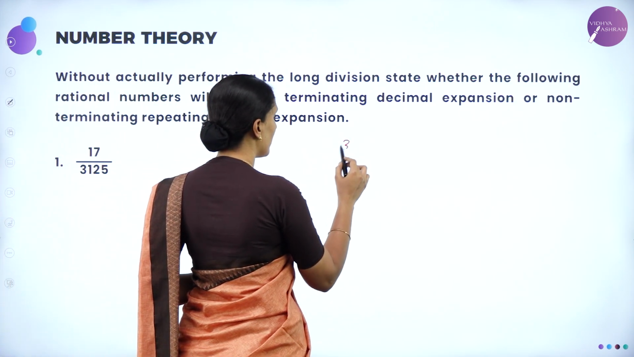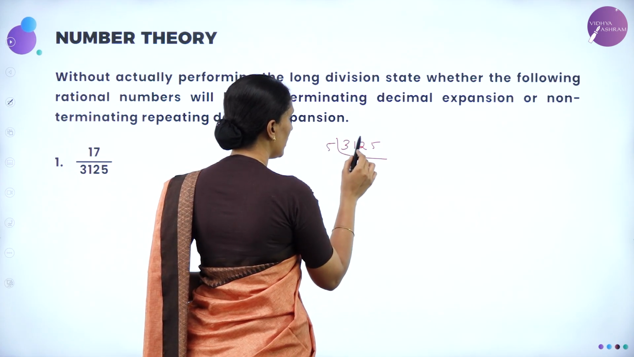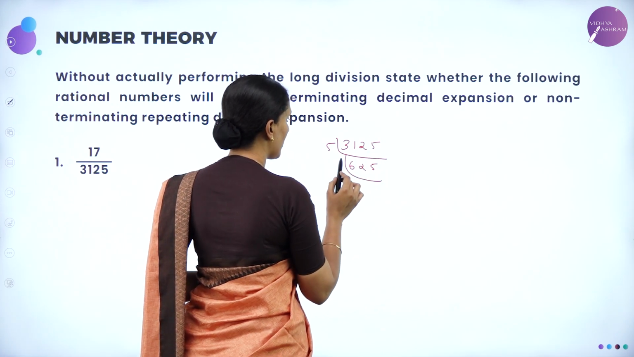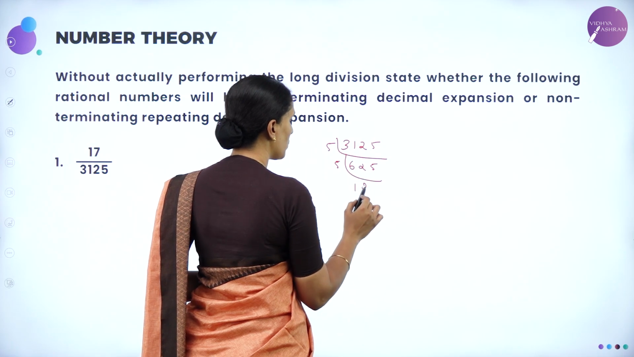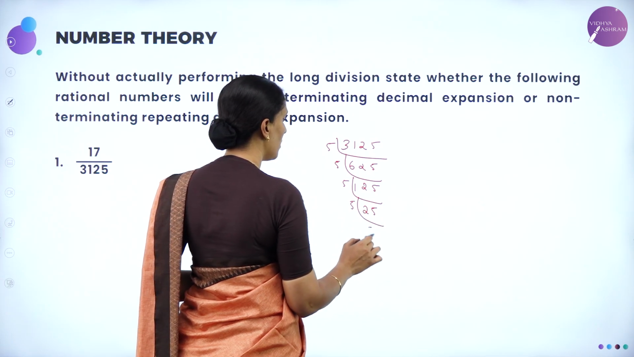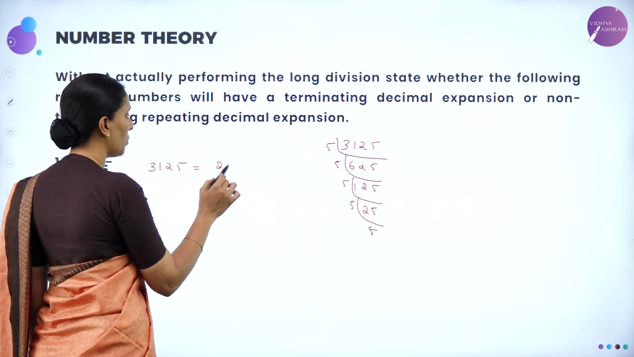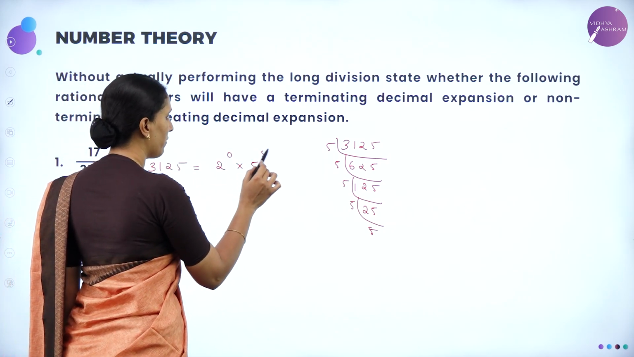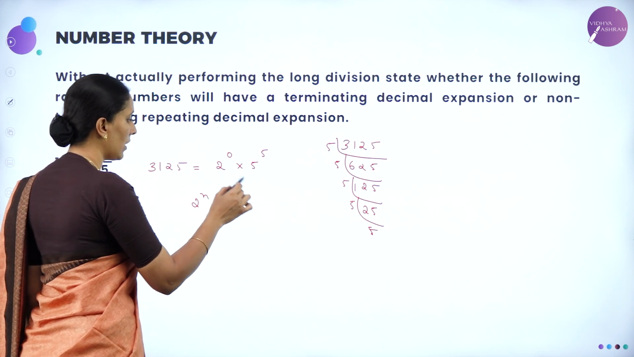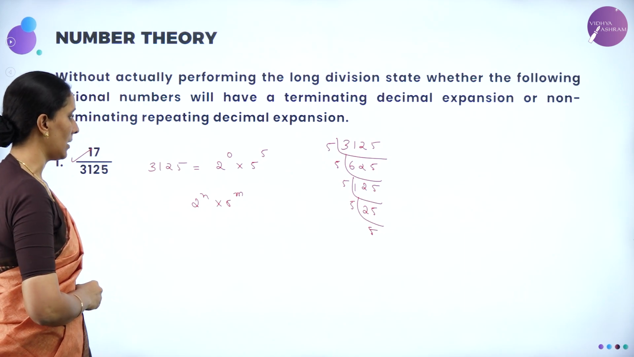So, let us divide 3125 by 5. So, we have 5 6s are 30, 1 carry, 5 2s are 10, 1 carry, 5 5s are 25. Next, 5 1s are 5, 5 2s are 10, 5 5s are 25. Next, 5 2s are 10, 5 5s are 25. So, 5 5s. So, clearly the q, 3125, is 2 power 0 into 5 power 5. So, this is of the form 2 power n into 5 power m. So, clearly we can conclude the decimal expansion of this rational number is terminating.